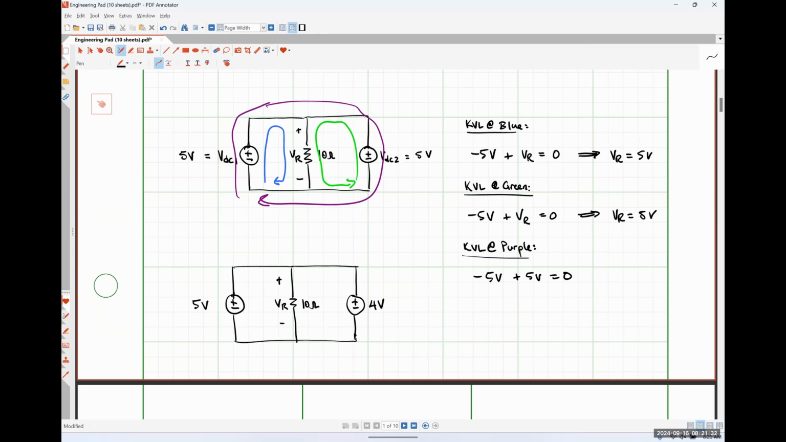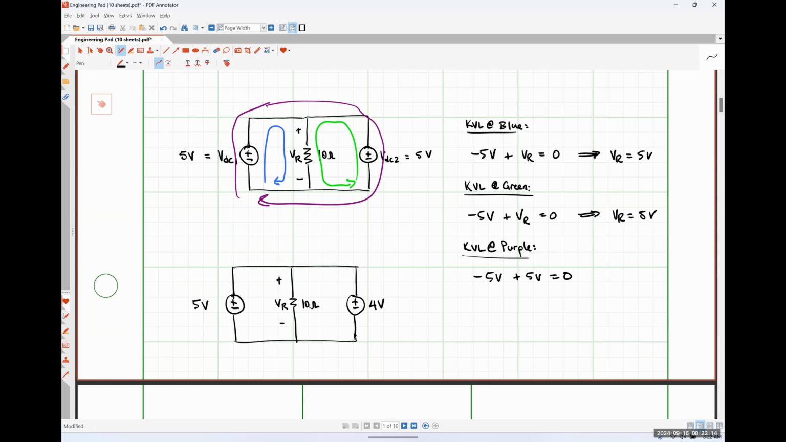So if I do KVL around the left hand loop, what is VR? 5 volts. If I do KVL around the right hand loop, what is VR? 4 volts. They should be the same thing. So how is 5 volts equal to 4 volts? Or thinking about it in the context of doing KVL around the outside, negative 5 plus 4 does not equal 0. So if we ever have voltage sources connected in parallel that do not have the same voltage, we actually can't apply our circuit analysis techniques.